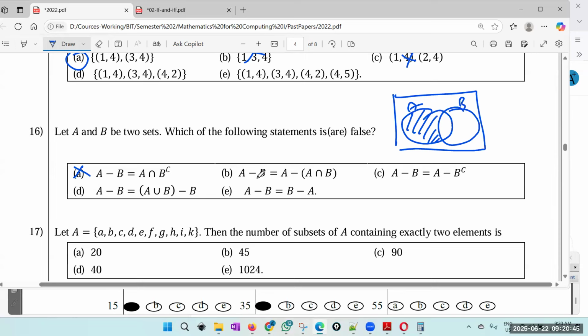A minus B is this part. From A, you subtract A intersection B. So then you get this. So this is correct. This is true. So A minus B, this one. From A, you subtract B complement. So when you subtract B complement from A, this is your A. Let's do it. Anyway, it looks like this is false, but I just want to draw it and show.